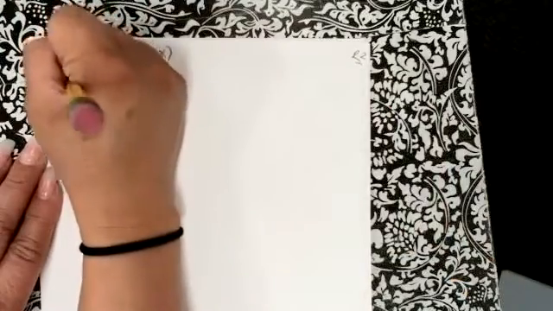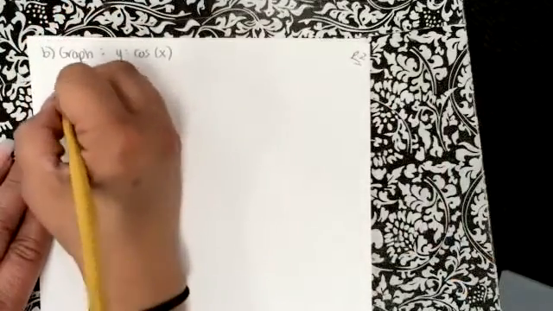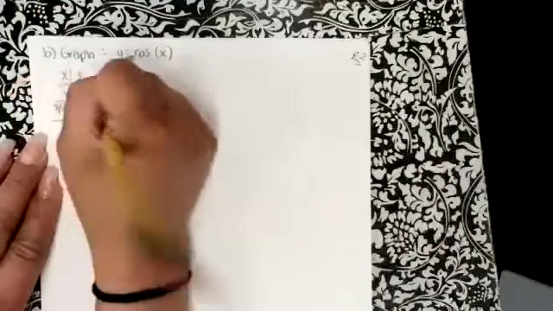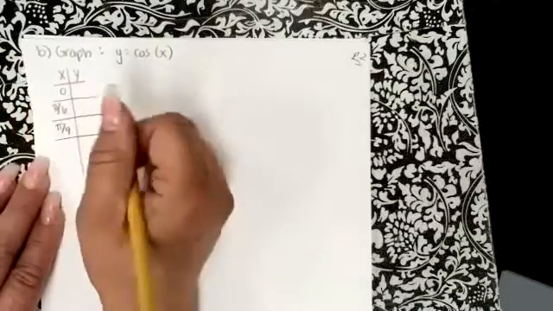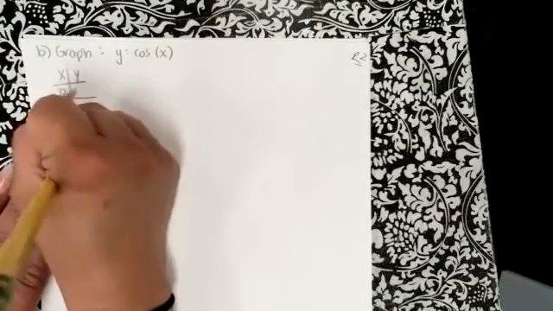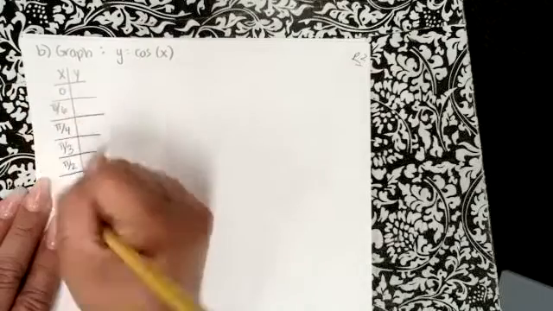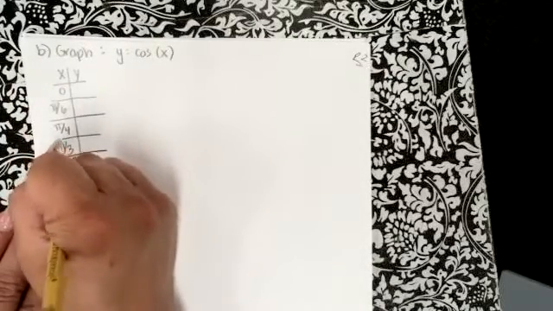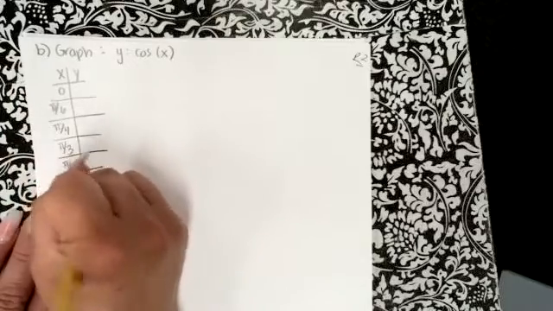Here's our x and our y. I'm going to use 0, pi/6, pi/4, pi over 3, pi halves, pi, 3 pi over 2, and 2 pi.